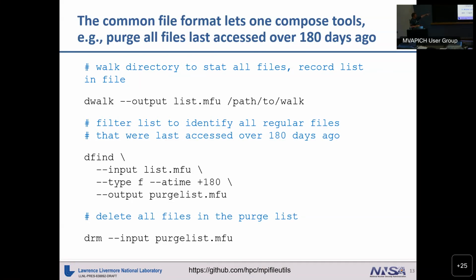You can do that using these three tools in sequence. So you can walk the path of your file system with dwalk and save all of that information with the output option. So it's basically saving the stat information. And then you can run dfind to filter that input list based on identifying regular files whose access time is 180 days or more, and then save that subset list to another purge list. And then finally run drm to read that purge list in and go delete the files. And so you can see how this is using this common file format I was talking about, and it allows you to compose these tools in a way like this.